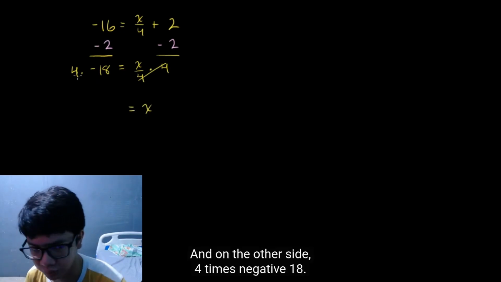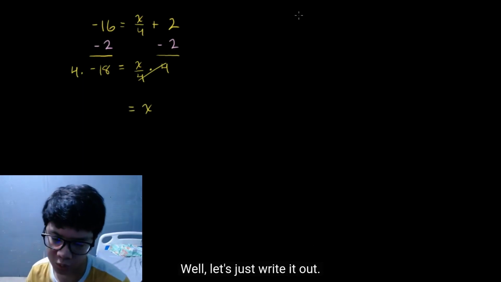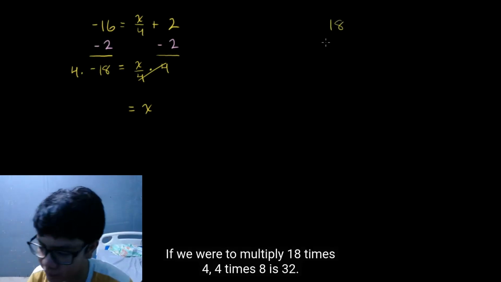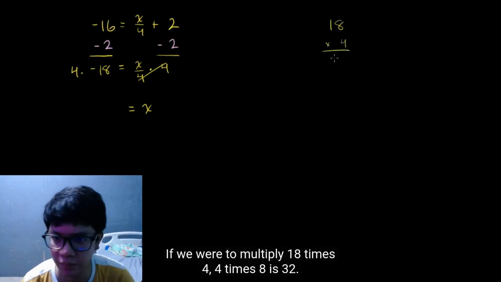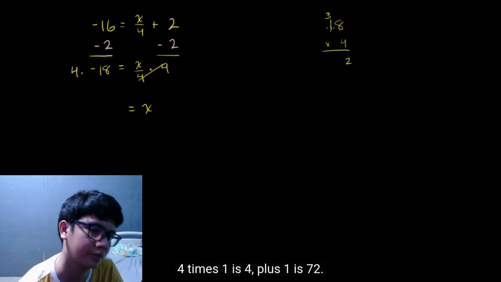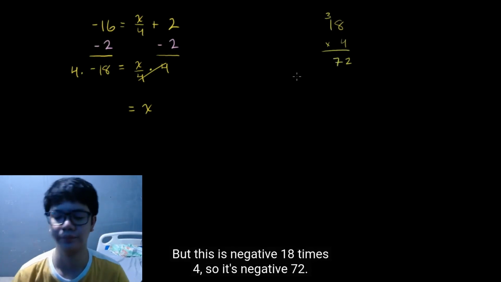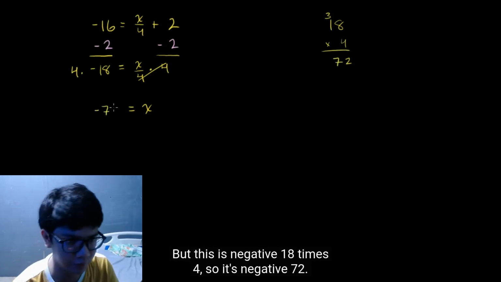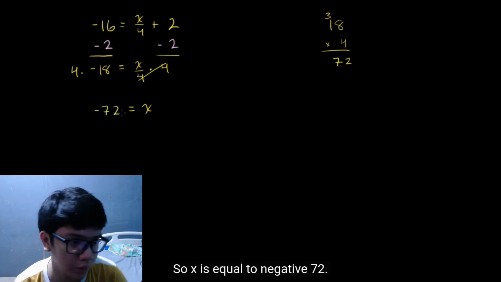And on the other side, 4 times negative 18. Well, let's just write it out. So 18 times 4, if we were to multiply 18 times 4, 4 times 8 is 32. 4 times 1 is 4, plus 3 is 72. But this is negative 18 times 4, so it's negative 72. So x is equal to negative 72.